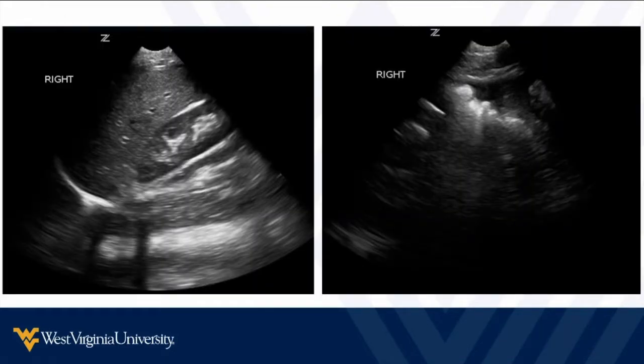So this is just another example. This right side looks pretty good, nothing in Morrison's pouch, but as we slide below the kidney towards the feet, here's the lower tip of the kidney, we see the outline of the bowel, fluid in the paracolic gutter. If you don't include this in your exam, you're going to miss blood in the abdomen.